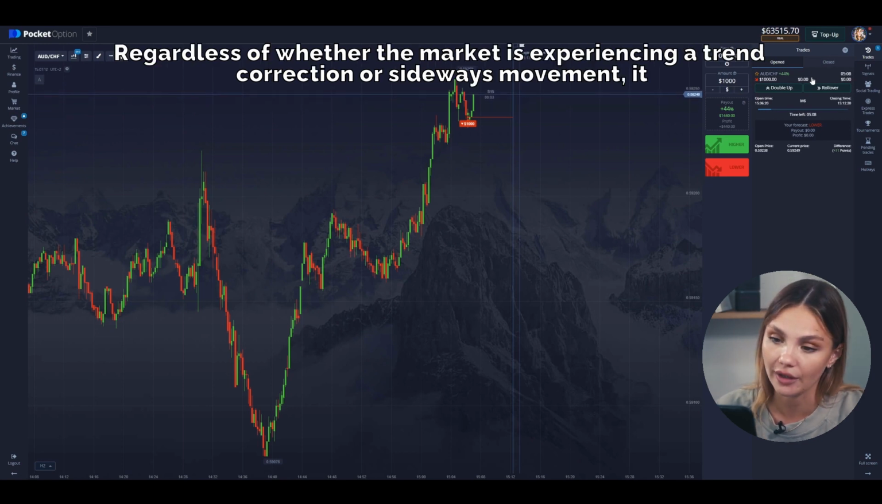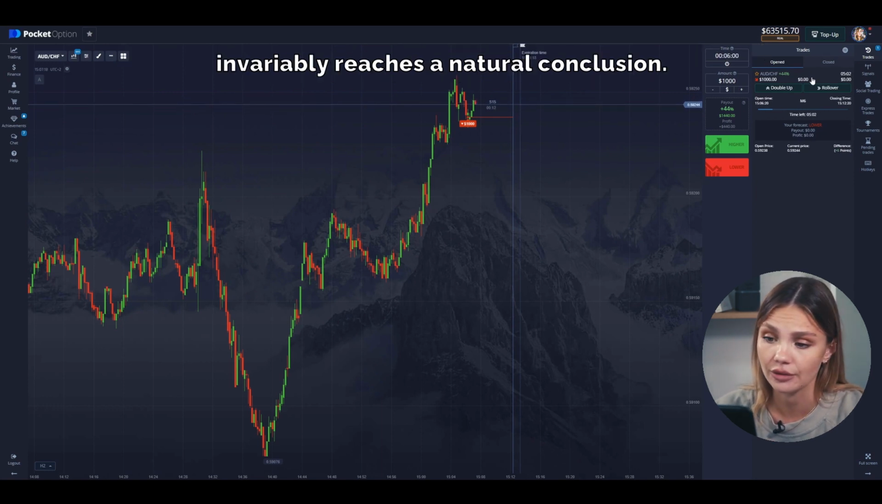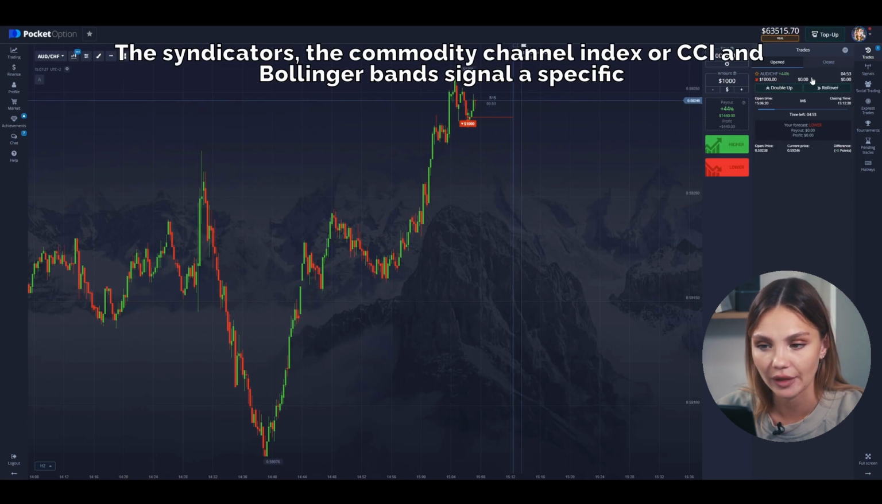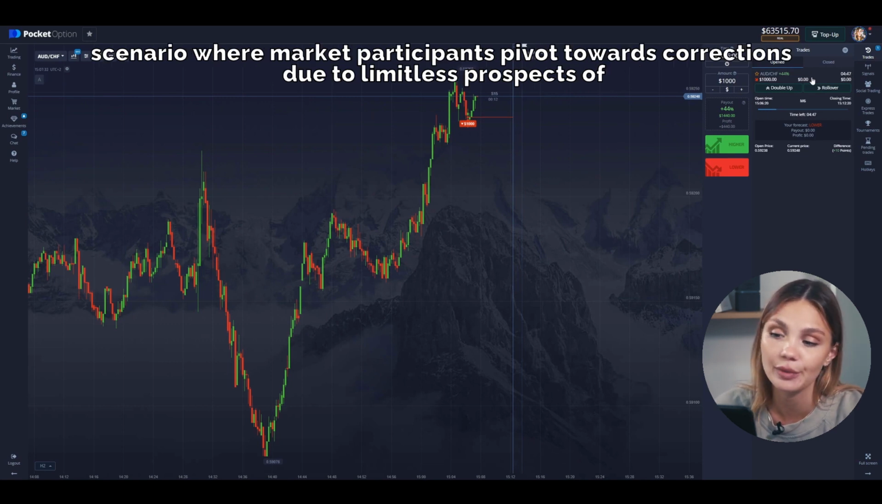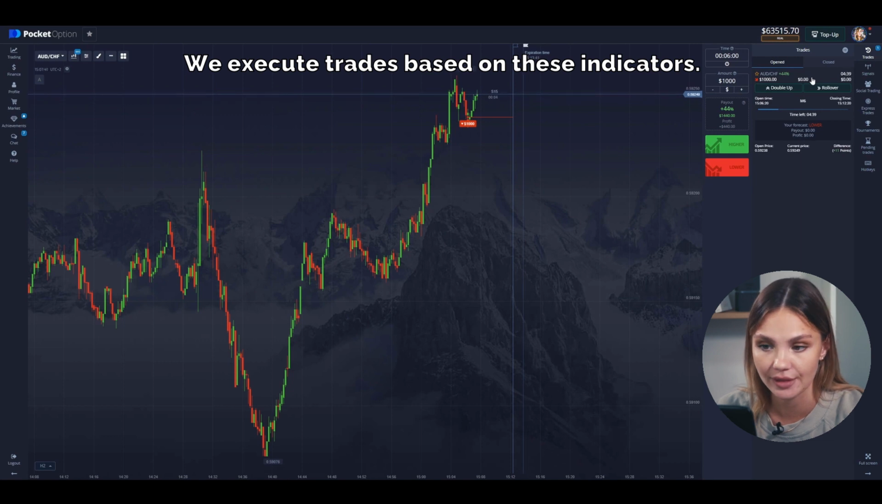Regardless of whether the market is experiencing a trend, correction, or sideways movement, it invariably reaches a natural conclusion. Typically, the price alters its direction or conversely breaks free from the sideways phase. These indicators, the Commodity Channel Index, or CCI, and Bollinger Bands, signal a specific scenario where market participants pivot towards corrections due to limitless prospects of the ongoing trend. We execute trades based on these indicators.